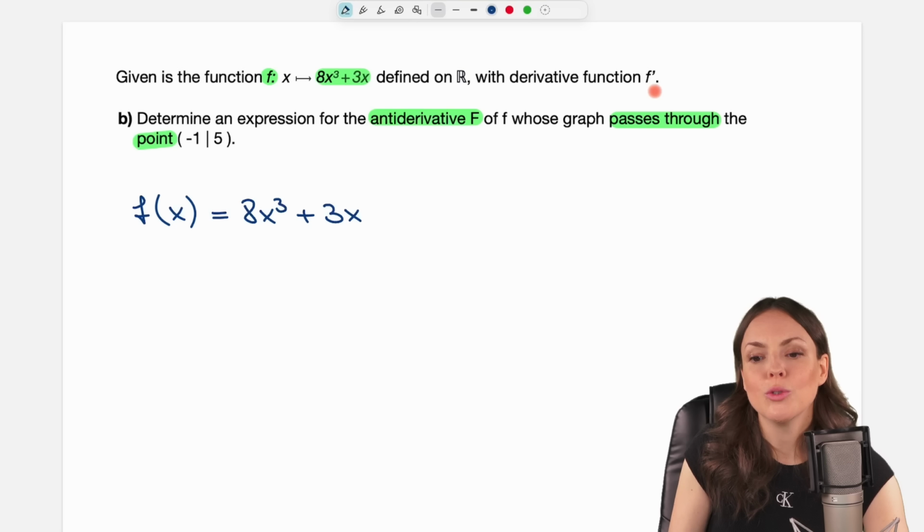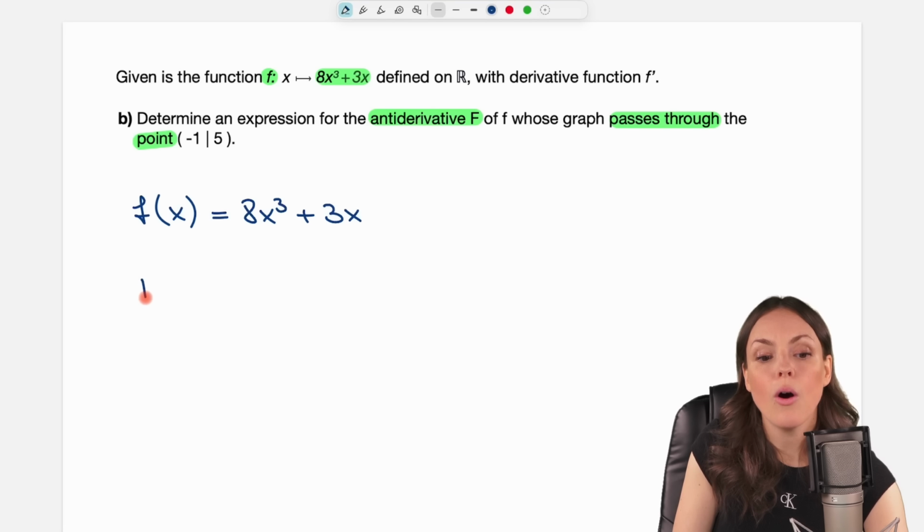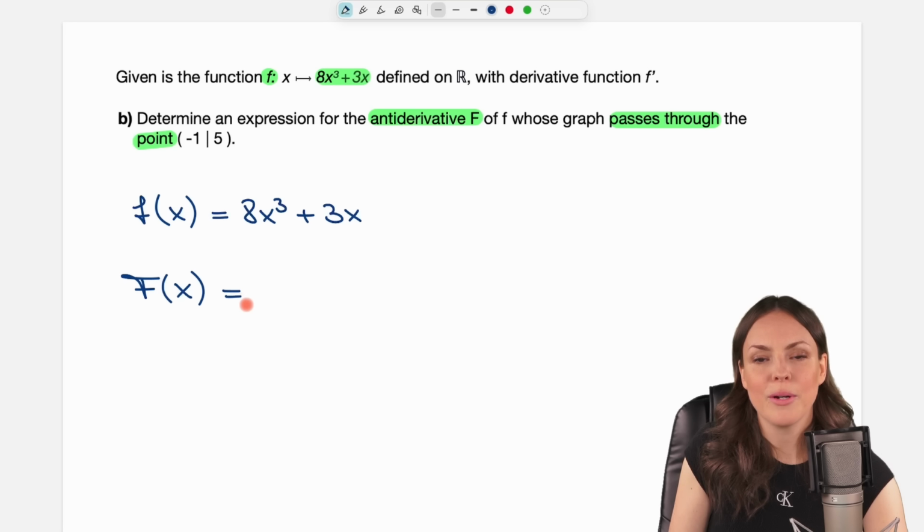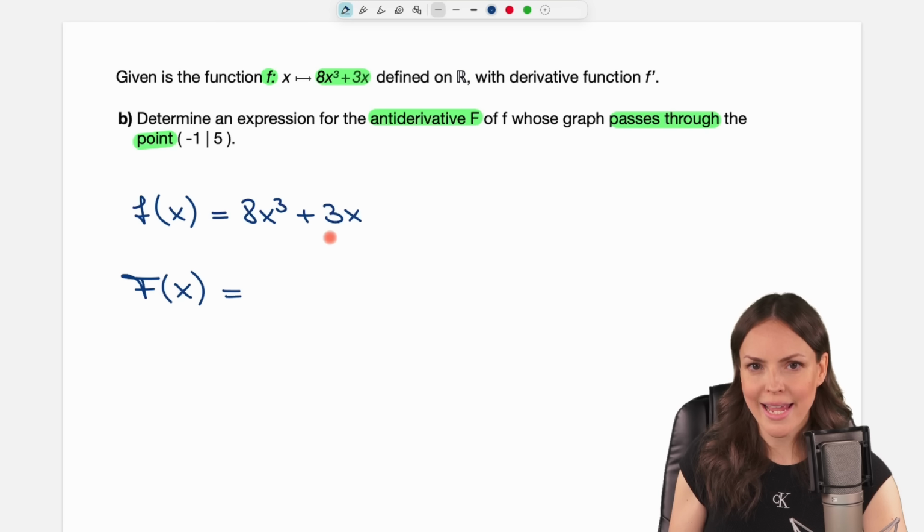And to be able to find this one special antiderivative that really passes through this point, we first have to find all possible antiderivatives, capital F of x, first. How can we find them? Well, the rules are reversed now compared to part A.